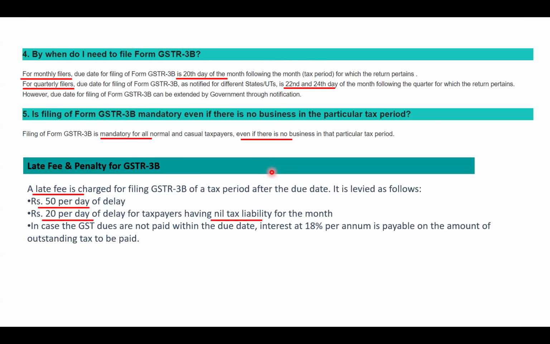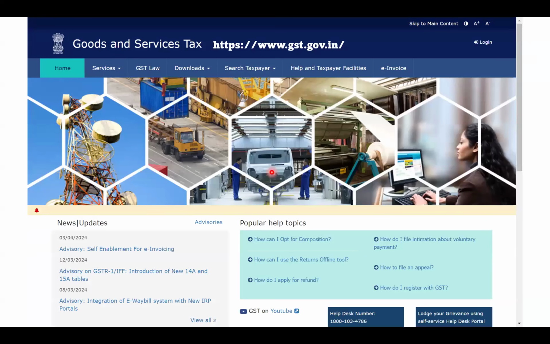Half goes to the center and half to the state. So 10 would go to the center and 10 would go to the state in this case. Now, if you do not pay these late charges, then you would be charged interest at 18% per annum on the outstanding amount also. So this is some information.